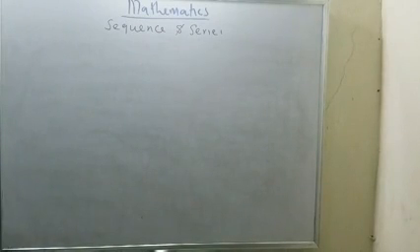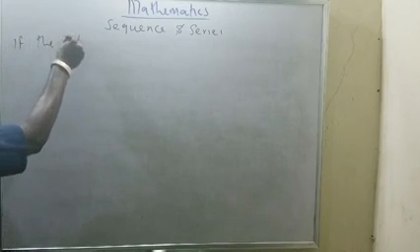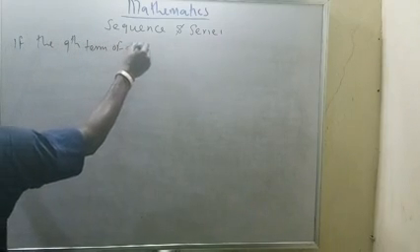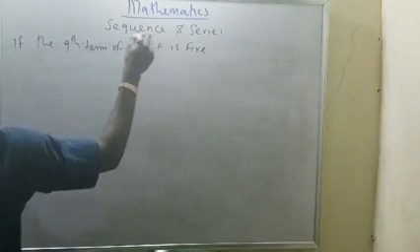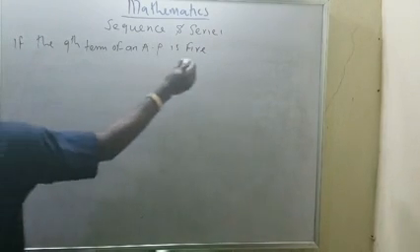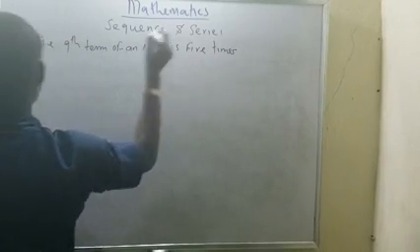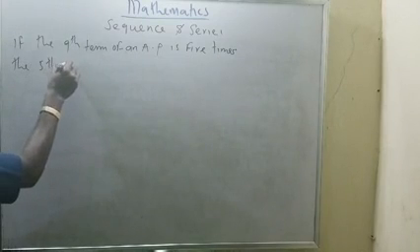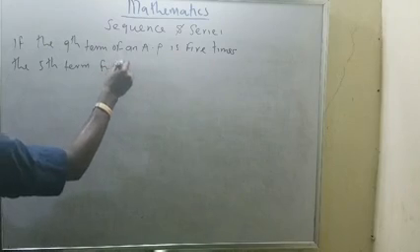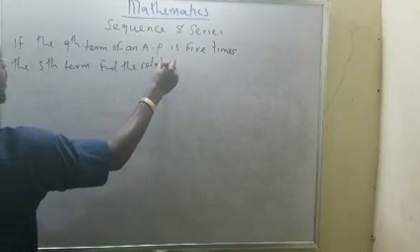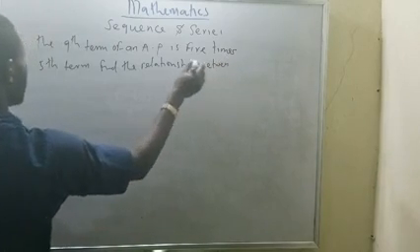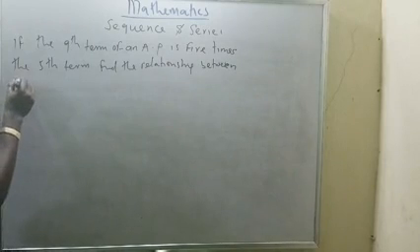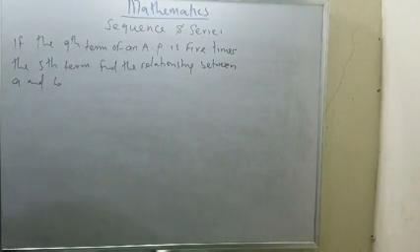Let me give more examples on this part. If the ninth term of an AP, arithmetic progression, is 5 times the fifth term, find the relationship between a and d. I'm looking for the relationship between a and d.